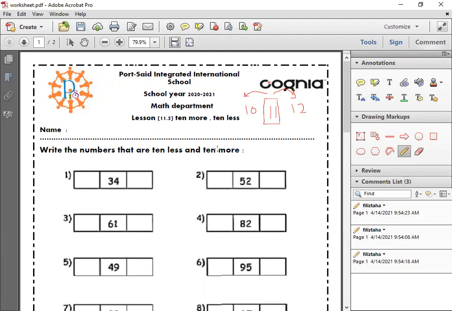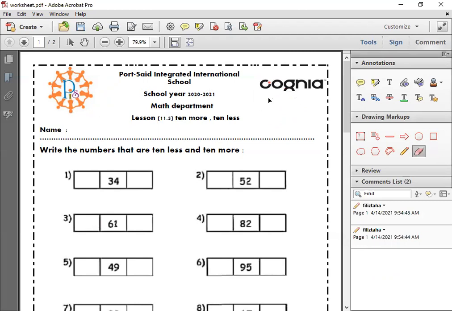Okay, if I said one more or one less, I'm going to change the ones. From the word one, I'm going to change the ones. The tens still one, right? I didn't change the tens. Okay, in our lesson today, we're going to change the tens. And the ones will be the same.